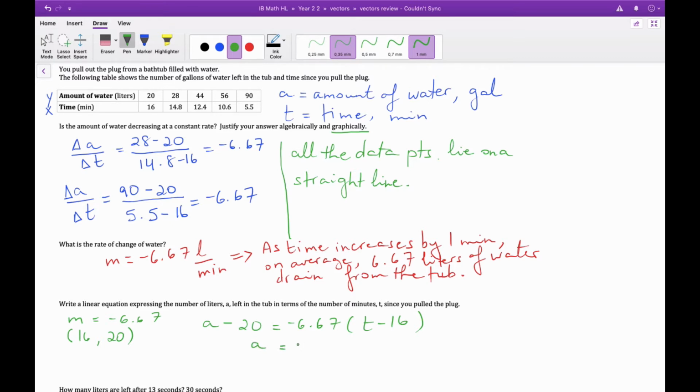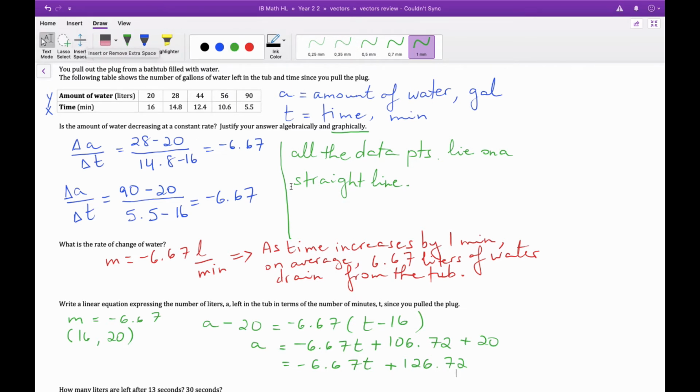So A will be equal to negative 6.67t. I believe the y-intercept will be 106.72, but then we have to get that 20 over there as well, so plus 20. Negative 86.72. No, 126.72, because the negative times a negative makes a positive, and bringing the negative over makes a positive, so it's all positive. Good thing you're paying attention, because I am not.